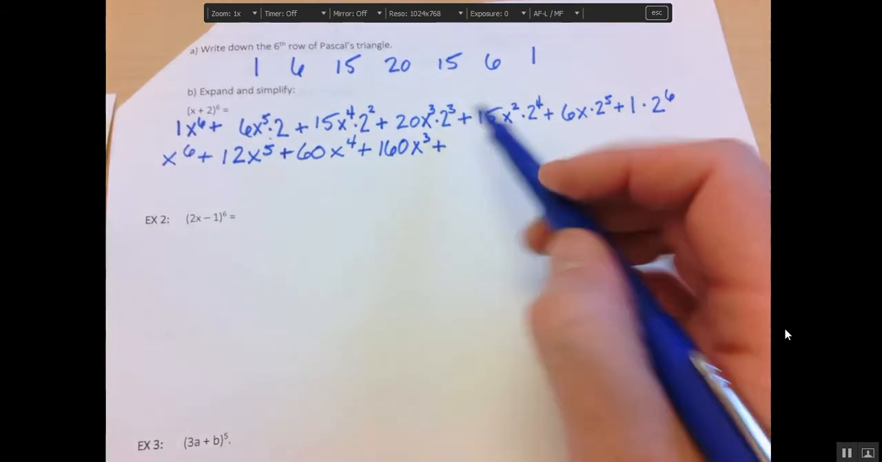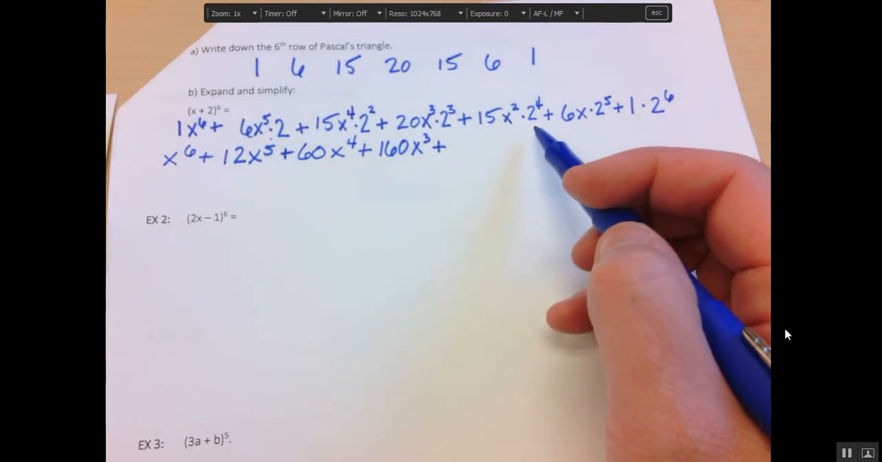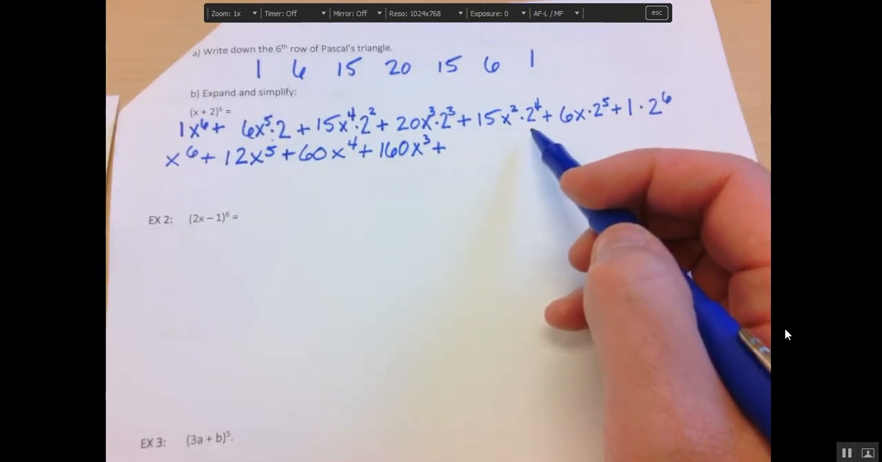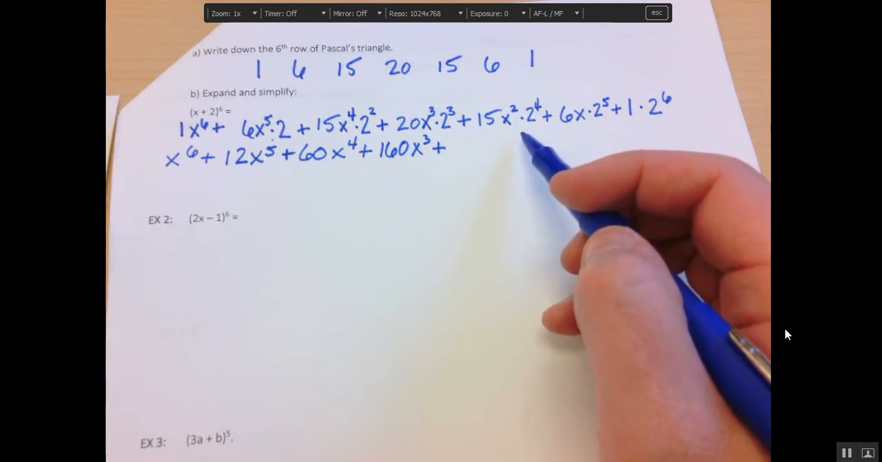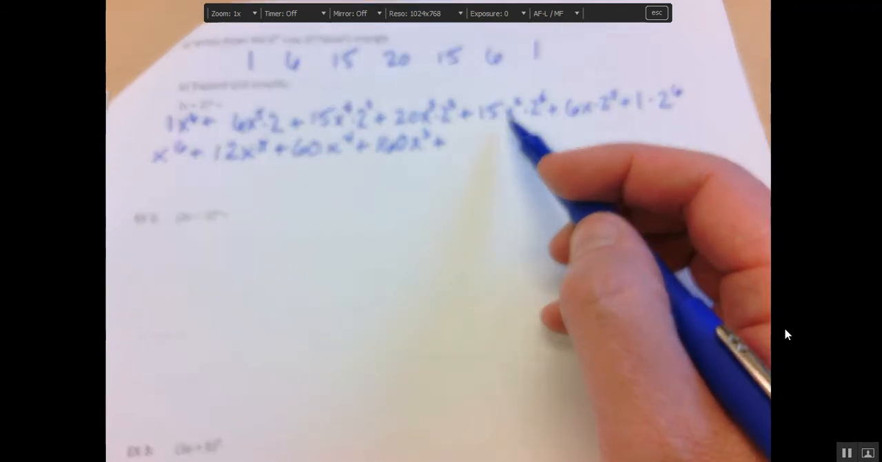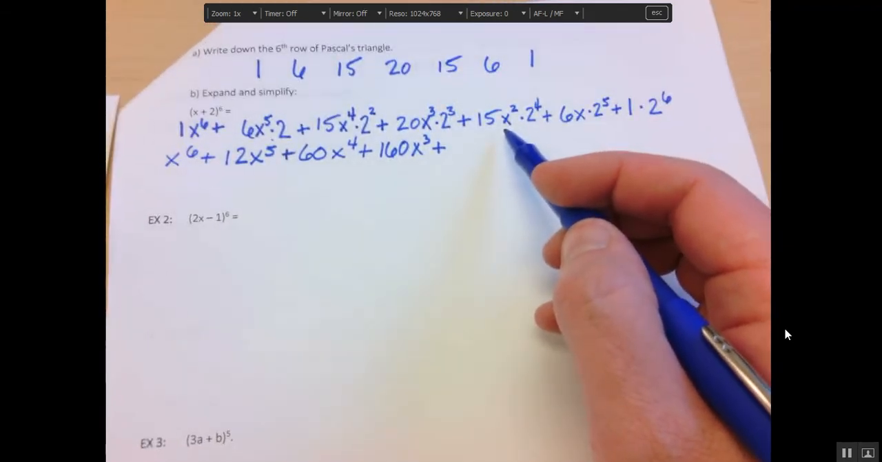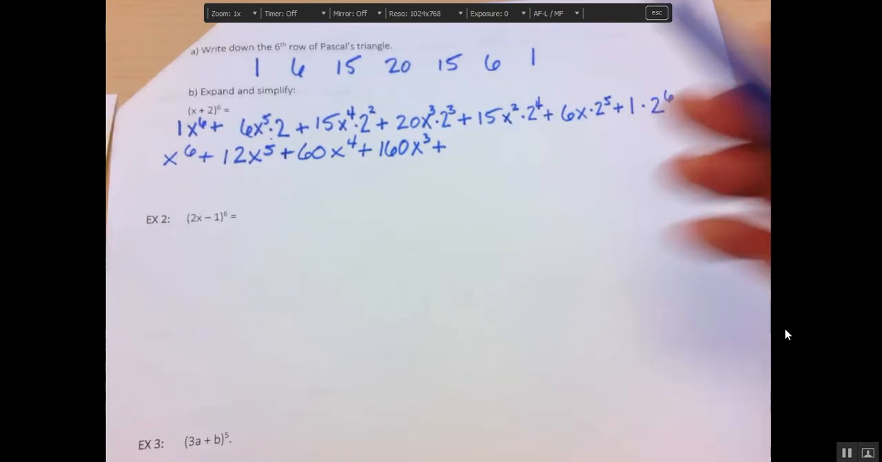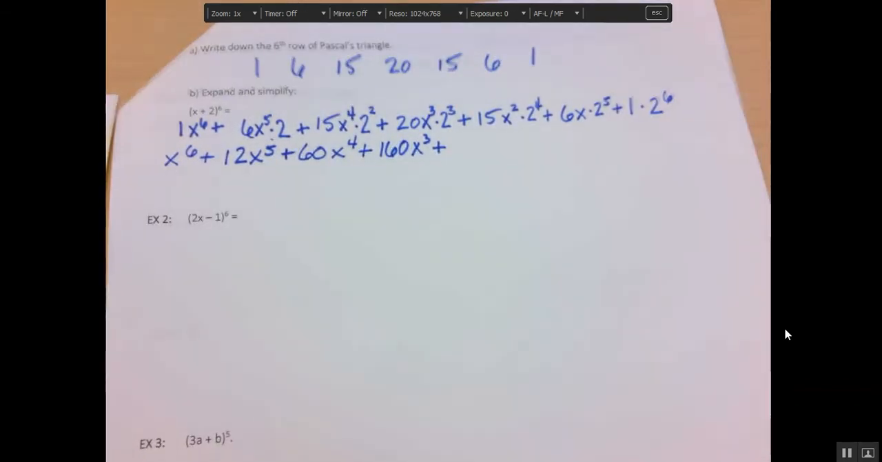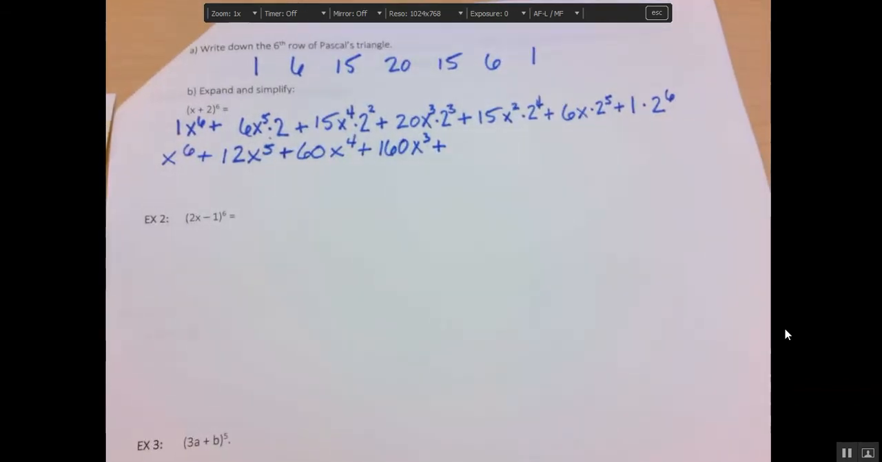All right, if 2 to the 3rd is 8, what's 2 to the 4th? 16, yeah. Okay, so 16 times 15, what's that? You can't do 16 times 15, come on. 16 times 10, what's 16 times 10? 160. 16 times 5 is half of that. So what's 16 times 5?